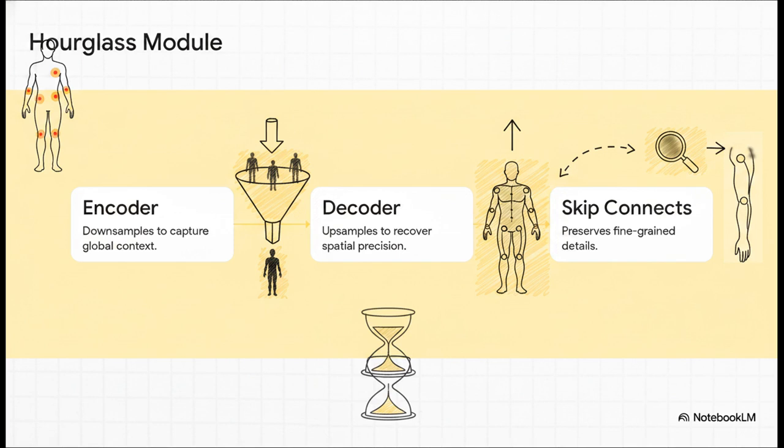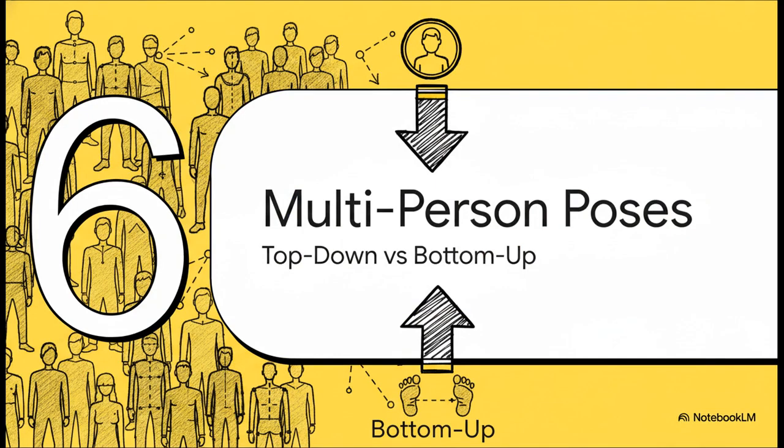And why is it called stacked? Because it repeats this entire hourglass process over and over, iteratively refining the heat map with each pass until the prediction is incredibly sharp. All right, Section 6, tackling multi-person poses, moving from top-down to bottom-up.